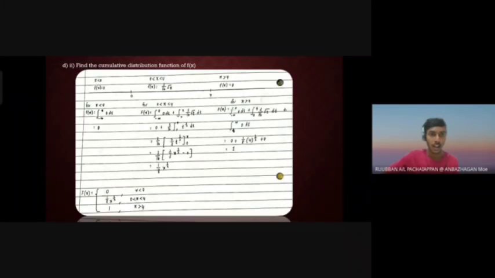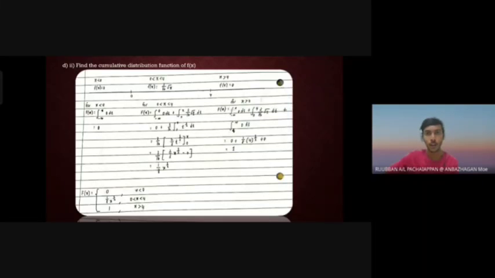So for x less than 0, the cumulative distribution function F(x) is the integral from negative infinity to x. You integrate 0, you get 0 back. For x more than 0 and less than 4, the cumulative function is the integral from negative infinity to 0 plus 0 to x. You integrate 0, you get 0. And when you integrate x to the power of 1 over 2, you get x to the power of 3 over 2, and then the final answer is 1 over 8 x to the power of 3 over 2.